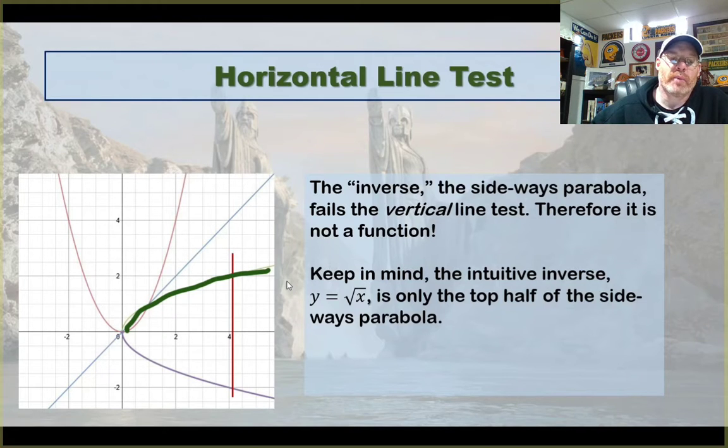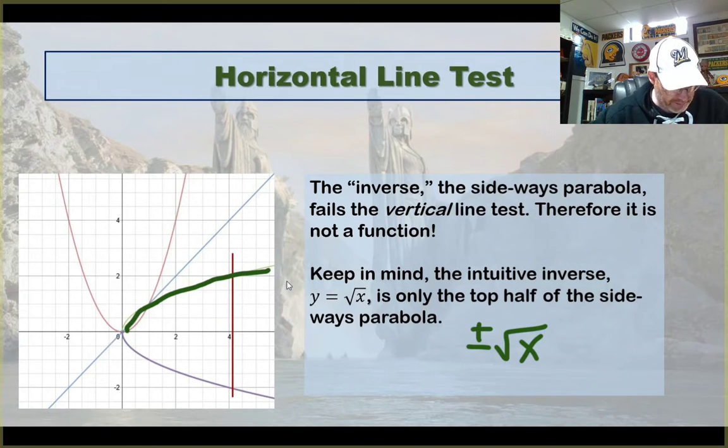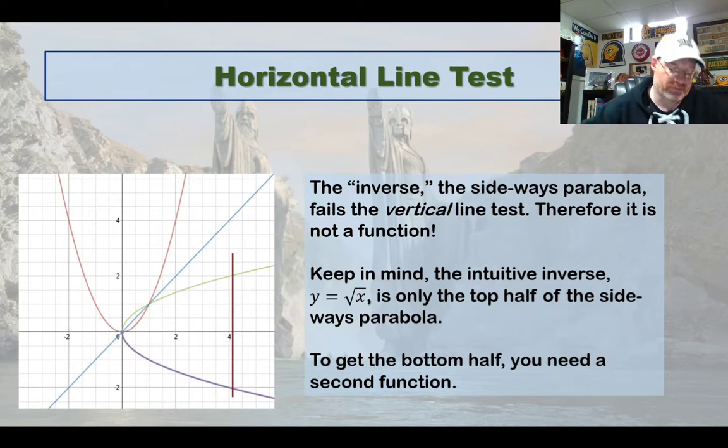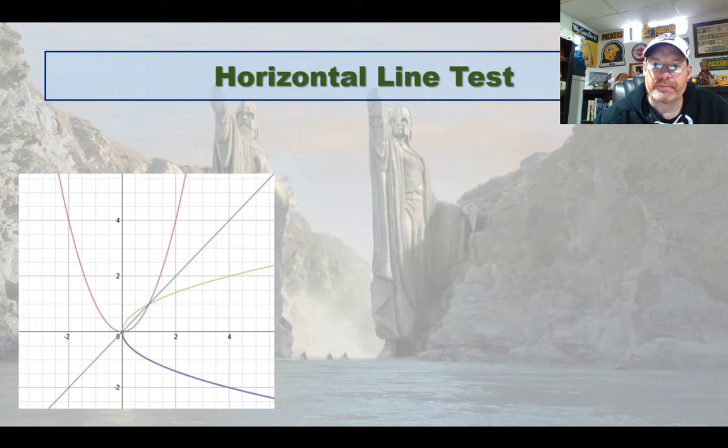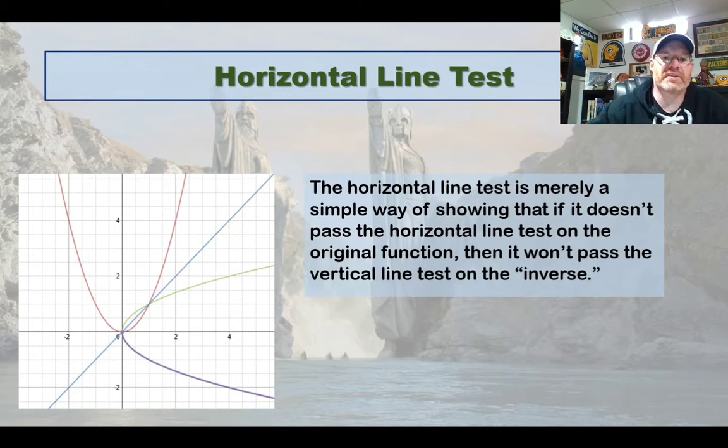Okay, remember when we had that vertical line test that we were talking about, I had mentioned that technically you would have to use a plus or minus to get the two halves of that thing, and we don't have that bottom half, and that is why it has no inverse. Sorry. All right. So the horizontal line test is just a simple way of showing on your original graph whether or not an inverse actually exists. That's all it's for.